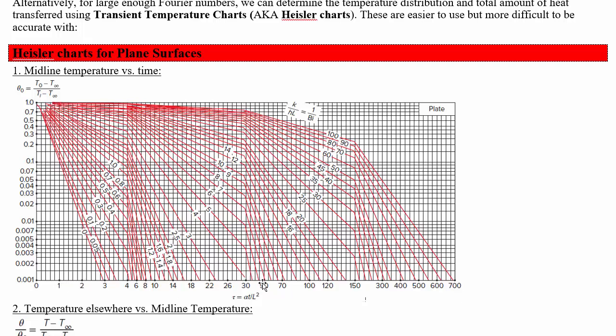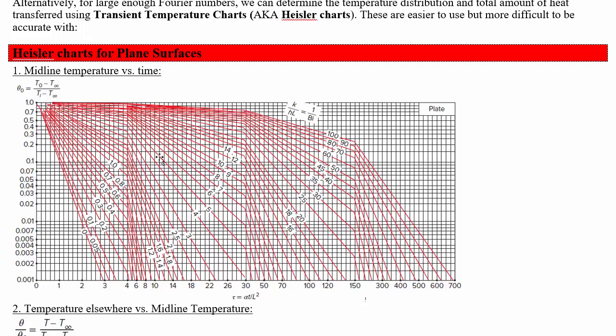Okay, so anyway, the 1 over the Biot number equaling 5 intersecting 0.001 at tau equals 37 or so tells you that once the Fourier number is 37 for a Biot number of 0.2, the midline of the infinite plane wall will have reached to within 0.001 of the free stream temperature.